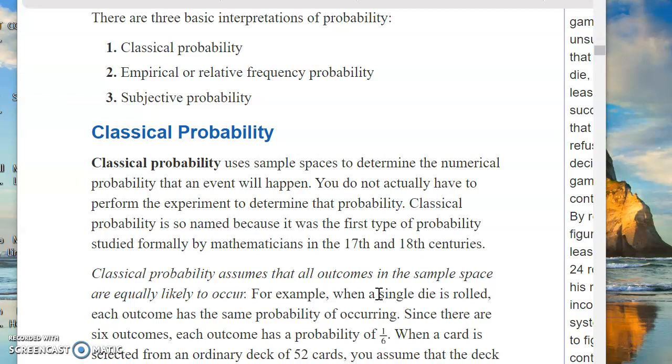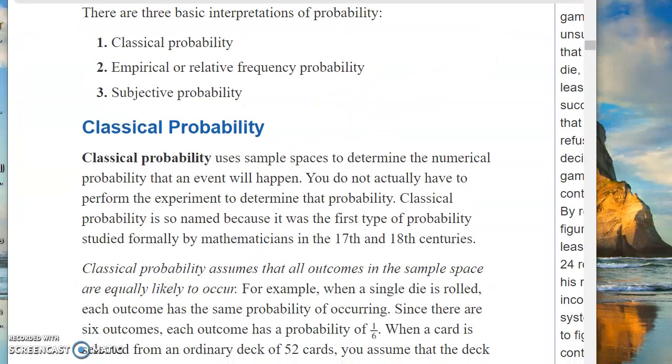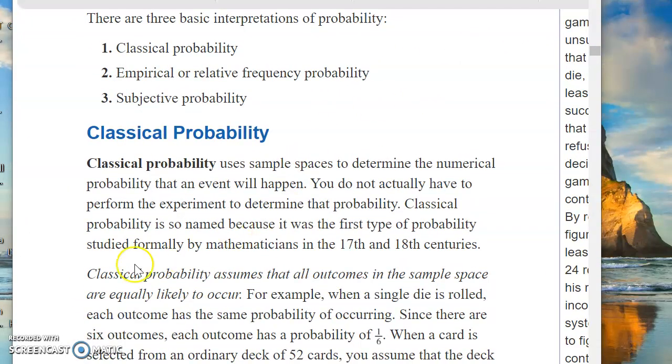So the first thing we want to talk about is classical probability. And it's very straightforward. We're using the sample spaces which we defined previously, and we're trying to find what is typically referred to as a numerical probability that an event will happen. Now, let's take apart this sentence here. Why are we saying numerical probability?